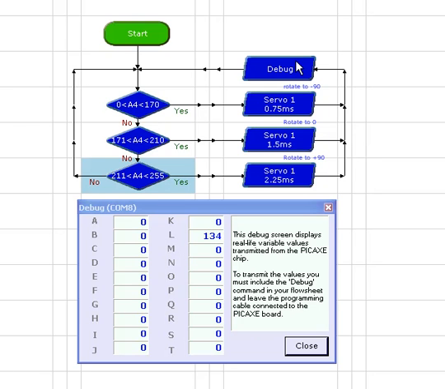So this debug step gives me a good idea of the range of values that that LDR will report for different light levels, which helps me tune these three options here.